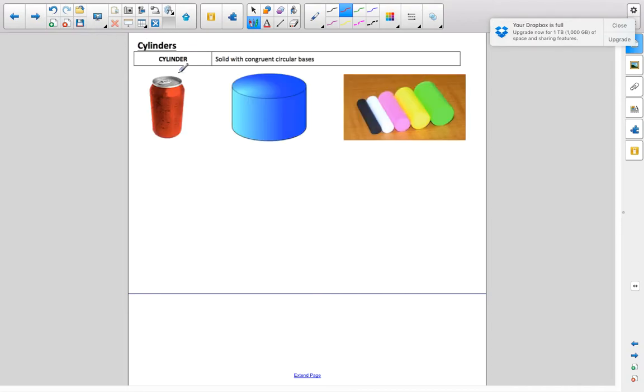Then we have cylinders. You can think about them as any can, a soup can, a pop can. Here are some cylinders of different colors of chalk. My window cleaner up on the front table is a cylinder. They can have varying heights and varying radii. Notice the top and the bottom are where the circles are. On a cylinder, the circles are the bases.